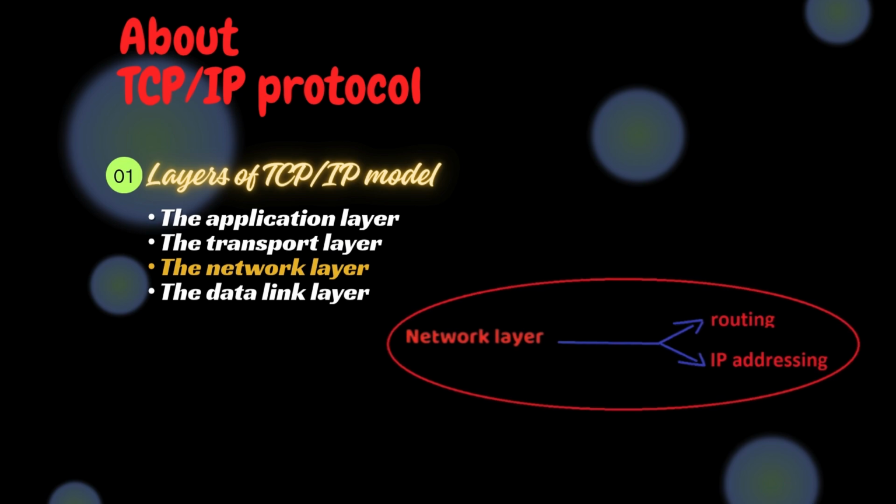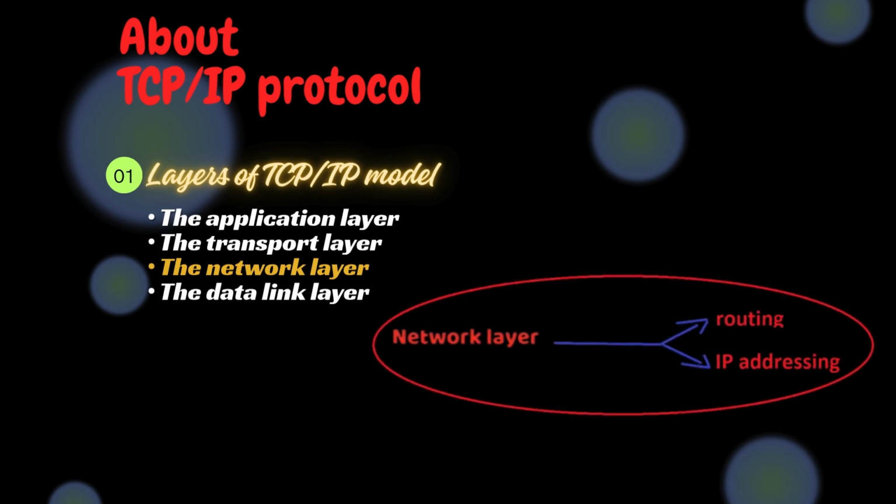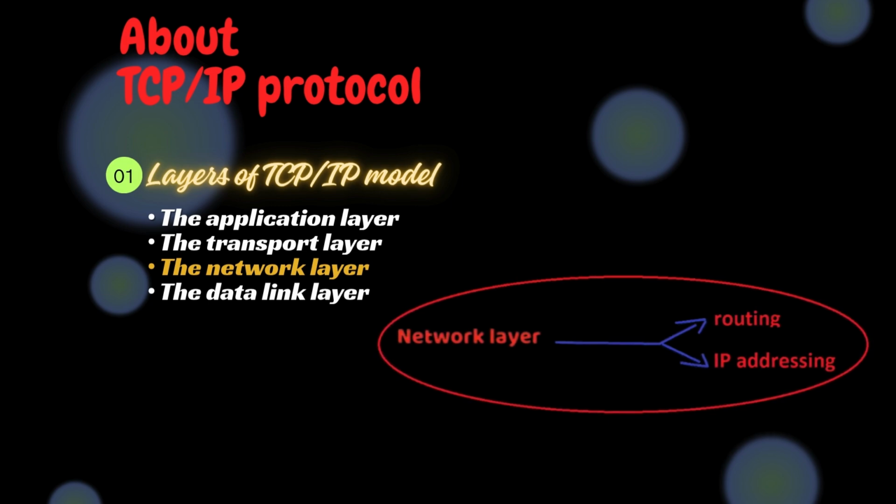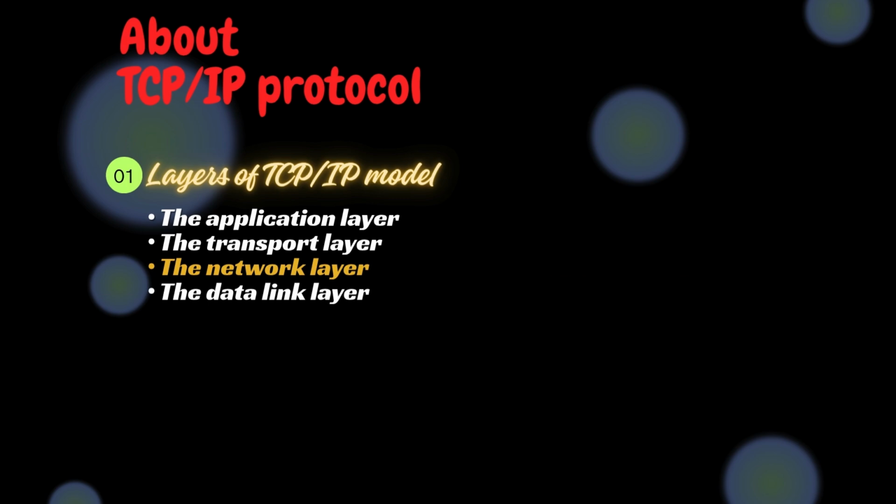The network layer is responsible for moving data between networks. It uses IP addressing to identify each device and routing to choose the best path for data to travel across the internet. Routers read IP addresses in each packet to deliver them to the correct destination even across different networks.